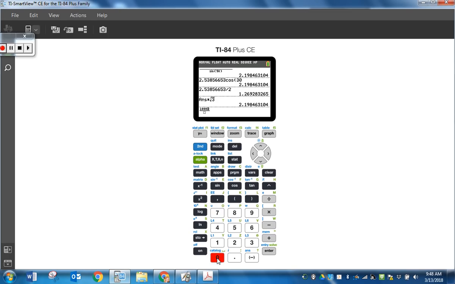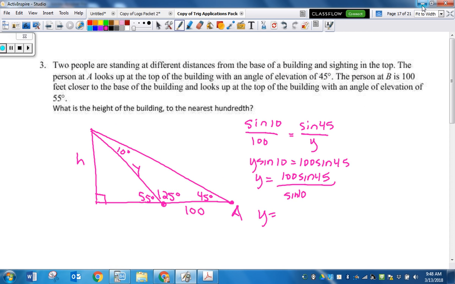100 sine 45 over sine 10. All right, I'm getting 407 point, so y equals 407.206566. All right, I'm not going to show you 50 different ways to do this.